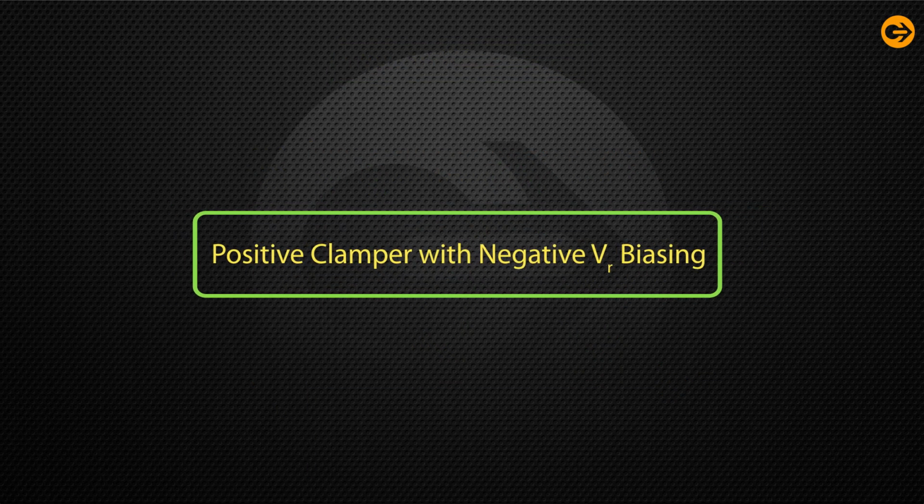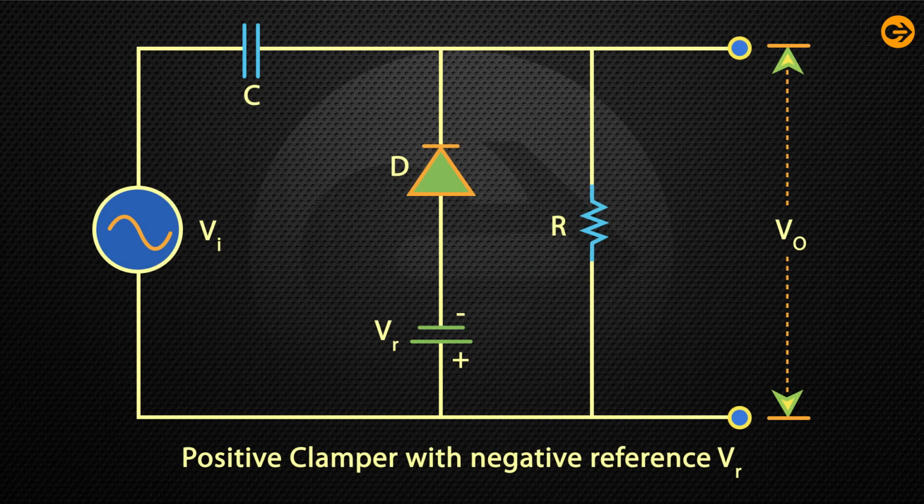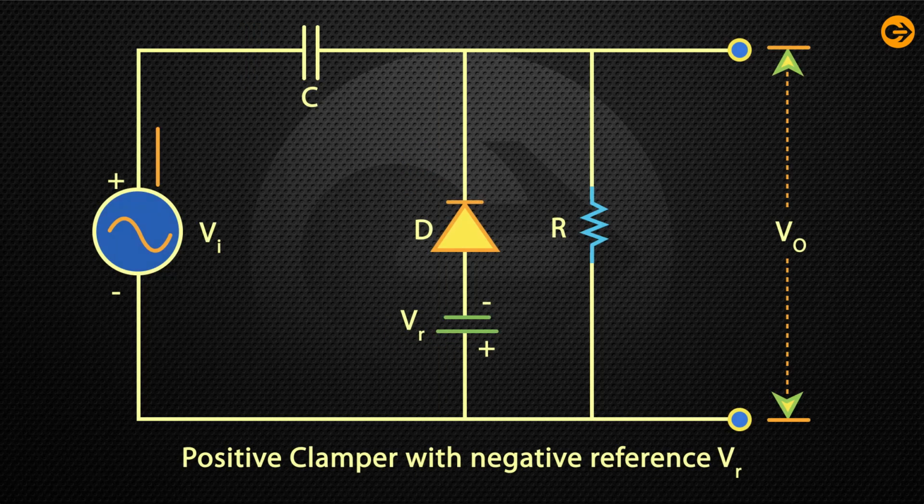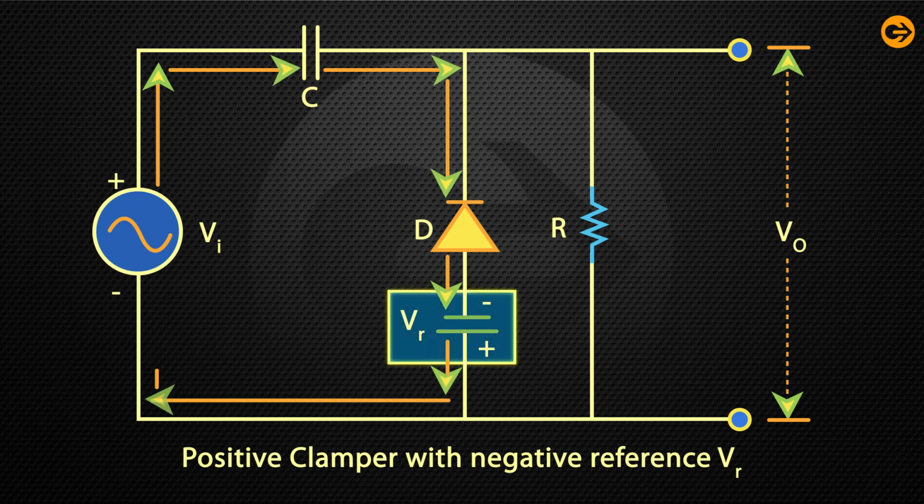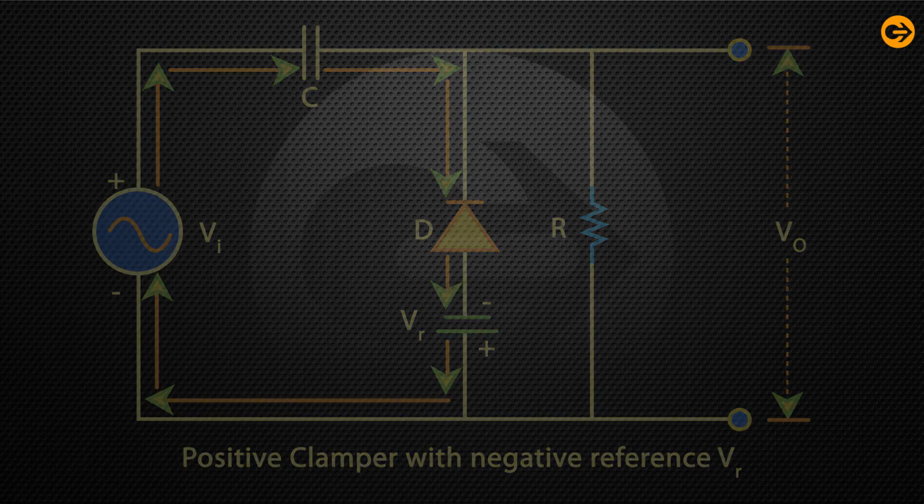Positive clamper with negative VR biasing. A positive clamper circuit, if biased with some negative reference voltage, that voltage will be added to the output to raise the clamped level. Using this, the circuit of the positive clamper with negative reference voltage is constructed as: during the positive half cycle, the voltage across the capacitor and the reference voltage together maintain the output voltage level.